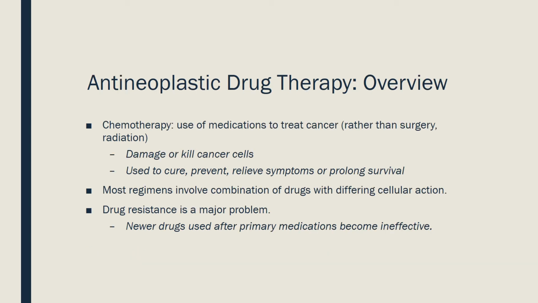Okay, so an overview: chemotherapy is used to treat cancer, and it can damage or kill cancer cells, and it's used to cure, prevent, relieve symptoms, or prolong survival. However, you have to know that when chemotherapy gets in the bloodstream, it doesn't say, oh, you're a cancer cell, I'm going to get you, and oh, you're a normal cell, I'm going to stay away from you. It doesn't know that, okay? So we have to understand that chemotherapy is damaging to all cells.